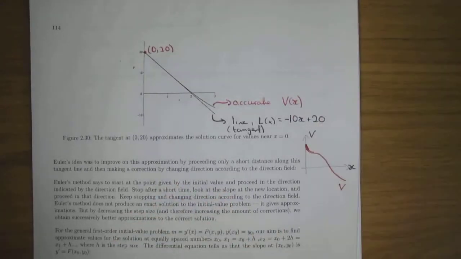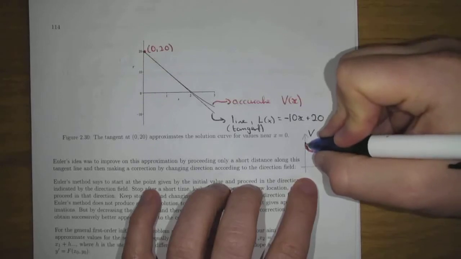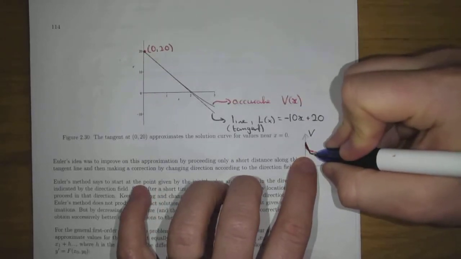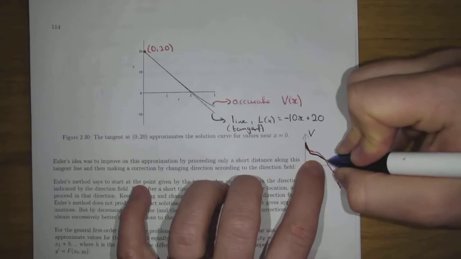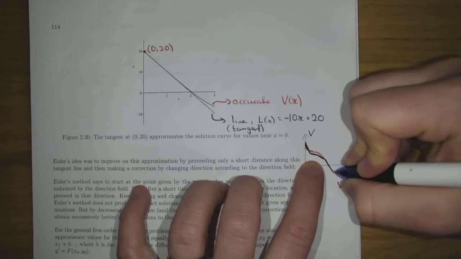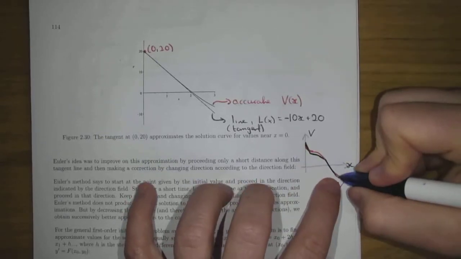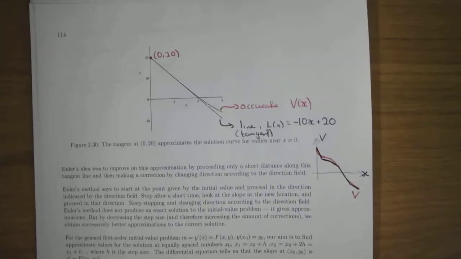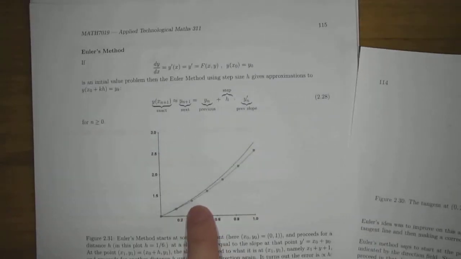So he'd said go along it for a little while in a straight line, stop, see what the slope is at that point, go along for a little while, stop, what's the slope, stop, what's the slope, stop, what's the slope. And so you get this, and hopefully I have a picture of something like this somewhere.